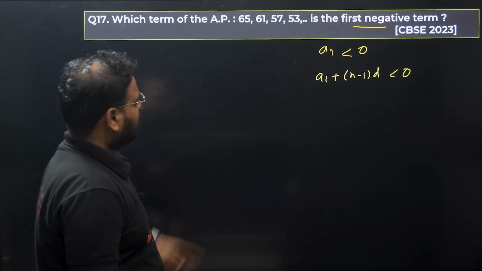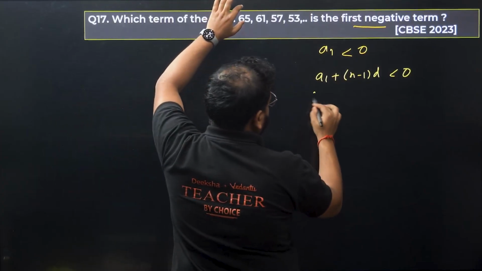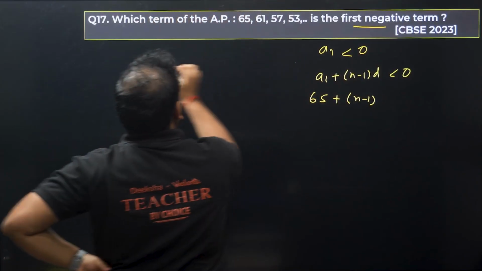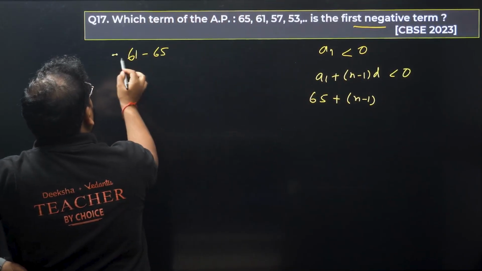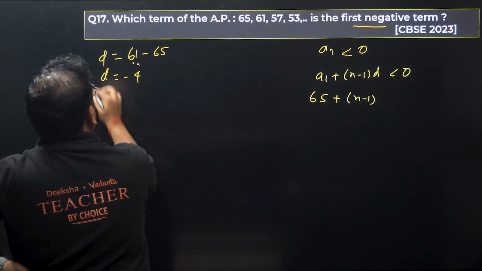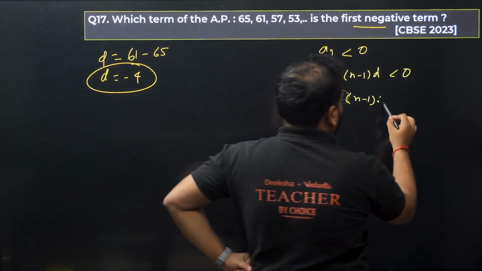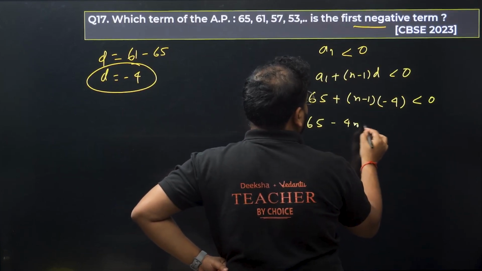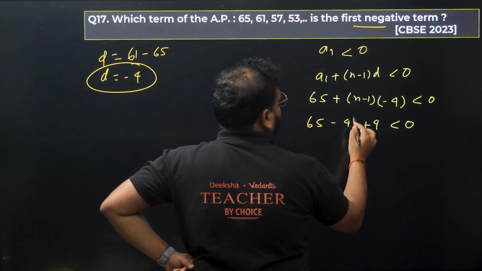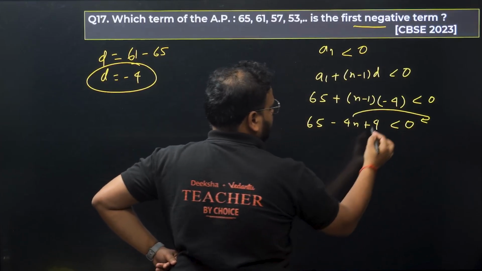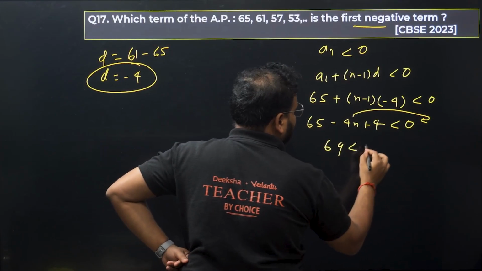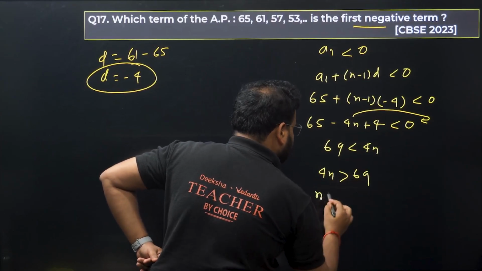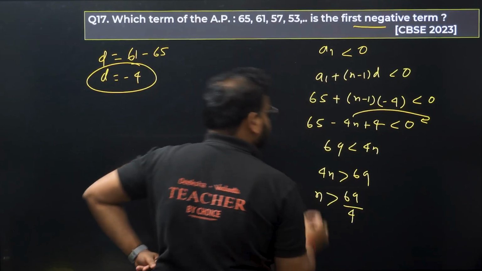A1 value is 65 right here. 65 plus n minus 1 times the common difference. What's the common difference? Please check. Common difference is 61 minus 65, which is minus 4. Minus 4 is less than 0. Expand now. You get 65 minus 4n plus 4 less than 0. Bring this 4n on this side and add these two. It becomes 69 is less than 4n. Basically, 4n is more than 69. N is more than 69 by 4.